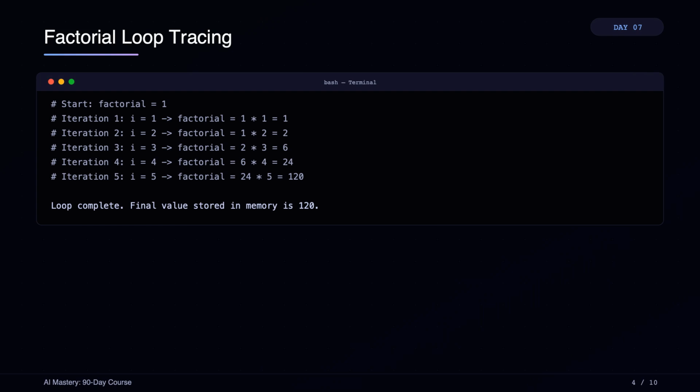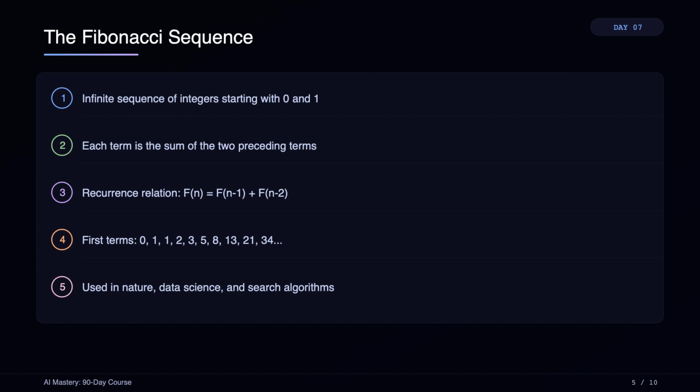Now, let's explore the Fibonacci sequence. Named after the mathematician Leonardo Fibonacci, this sequence is a series of numbers where each number is the sum of the two preceding ones. The sequence starts with 0 and 1. So, the third number is 0 plus 1, which is 1. The fourth is 1 plus 1, which is 2. The fifth is 1 plus 2, which is 3, and so on, generating the sequence 0, 1, 1, 2, 3, 5, 8, 13, 21, and onwards.